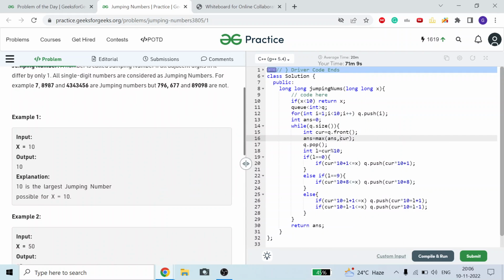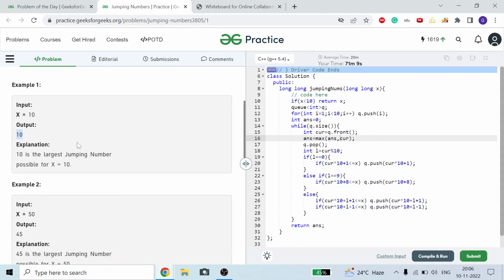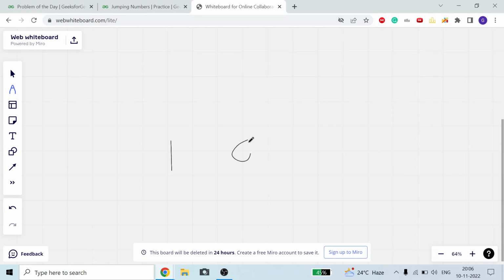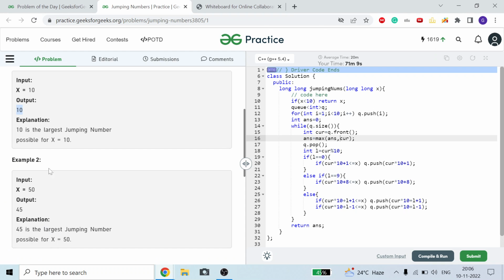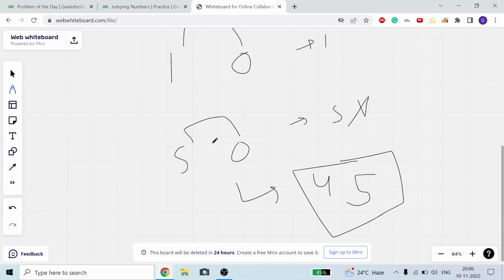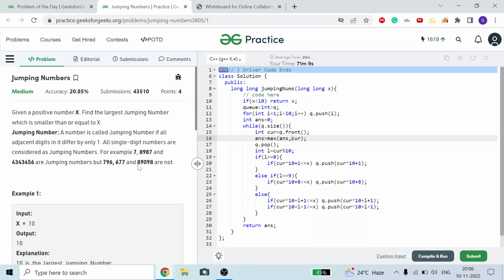So how will we do it? For 10, the maximum number can be 10. Why 10? Because it is 1 and 0, the difference between the digits is 1, so it is a jumping number. But for the next example, 50, the difference between the two digits is 5, so this is not a jumping number. So the biggest jumping number possible is 45. No number can be bigger than this that is a jumping number less than or equal to 50. So how will we do it, guys?